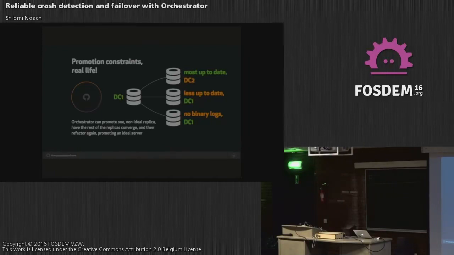So in this particular case, if these 2 have binary logs, fine. Orchestrator will promote the most up-to-date one, putting those 2 behind it, let them catch up, and then reverse the replication again. So it will do what you would do as a human being to make the best out of a situation, right? You really want that thing, but you have to go around to make that happen.